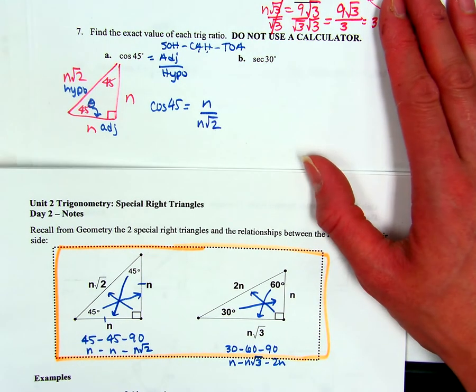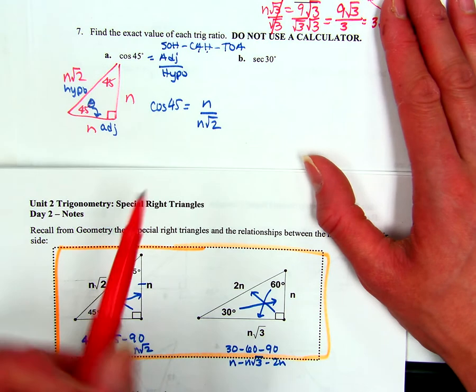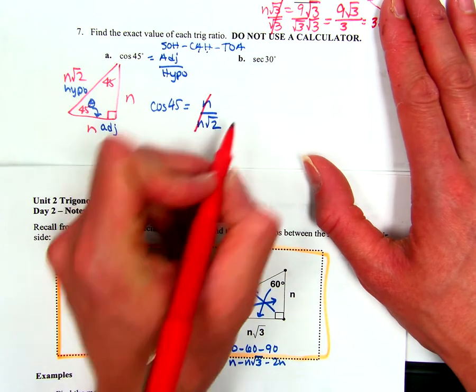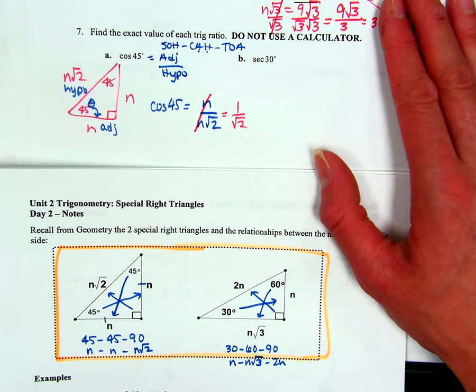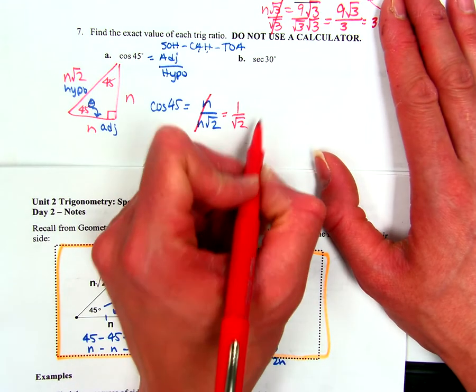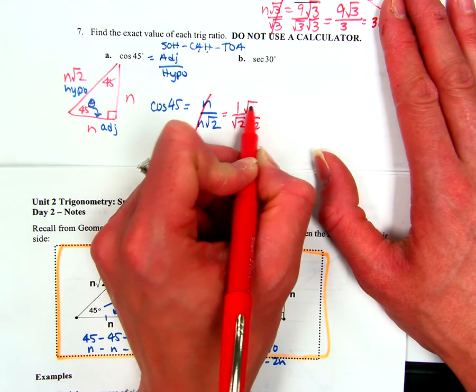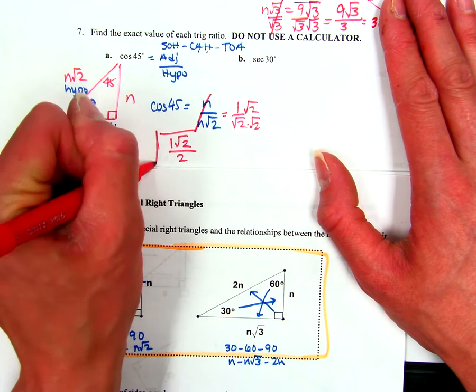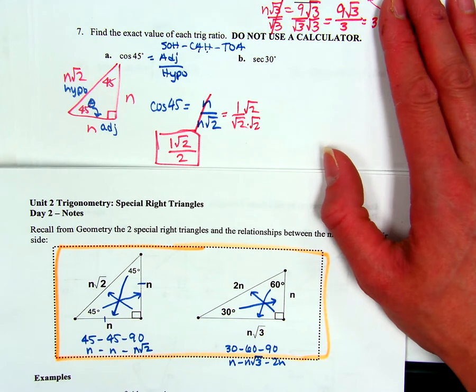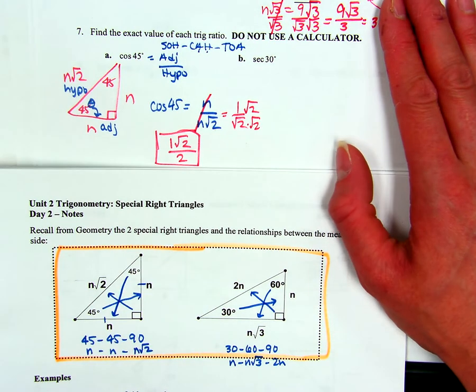To simplify, if I've got the same thing on the top and the bottom, my n's can cancel. So really, I've got 1 over radical 2. That answer would be okay, except I've got a radical in the denominator. So I'm going to multiply by radical 2. Now I have 1 root 2 over 2. And so the value of cosine of 45 is always going to be 1 root 2 over 2.